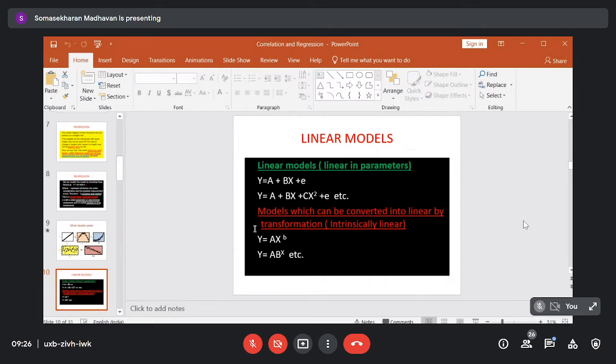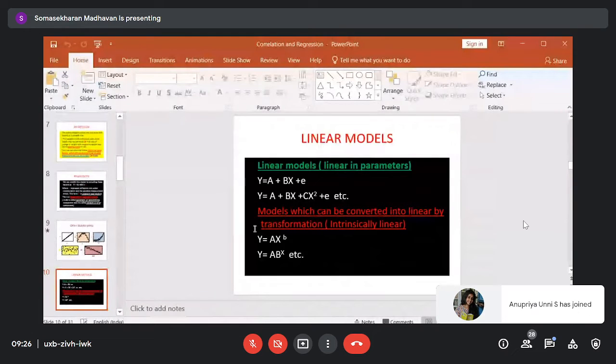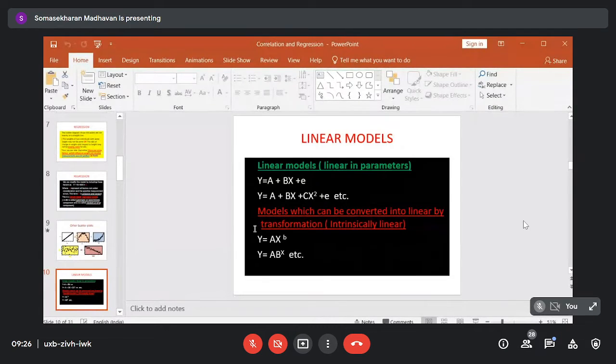And there are certain models which can be converted into linear by transformation. So that is called intrinsically linear models. For example, y equal to a x raised to b. It is also considered as a linear model because if you take the logarithmic transformation, you will get log y equal to log a plus b into log x. And you can express it as y equal to a plus bx form. So it is linear. Y is equal to a b raised to x is also linear. There also you can take the logarithmic transformation and it will be of the form y equal to a plus bx.